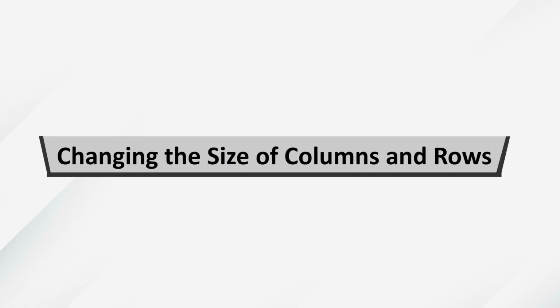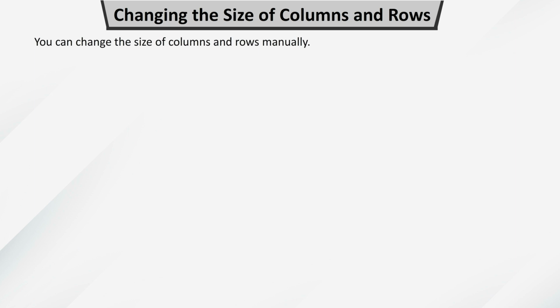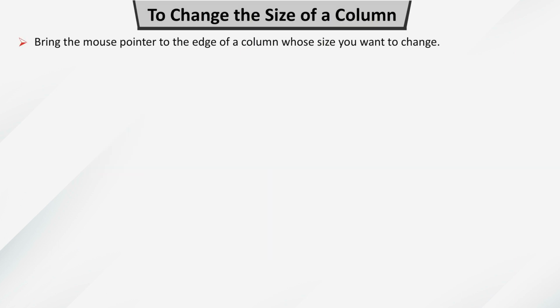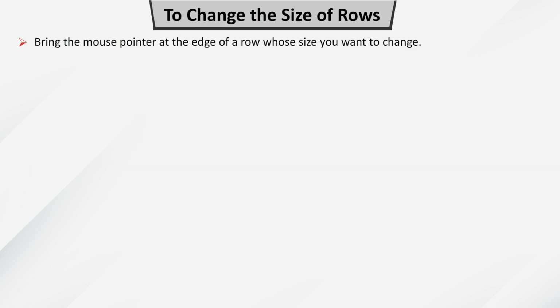Changing the size of columns and rows. You can change the size of columns and rows manually. To change the size of a column, bring the mouse pointer to the edge of a column whose size you want to change. The mouse pointer will change to a resize pointer. Drag the mouse pointer left or right as per your requirement. To change the size of rows, bring the mouse pointer at the edge of a row whose size you want to change. The mouse pointer will change. Drag the mouse pointer as per your requirement.